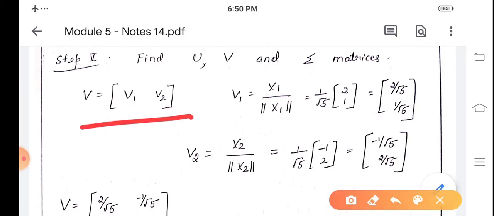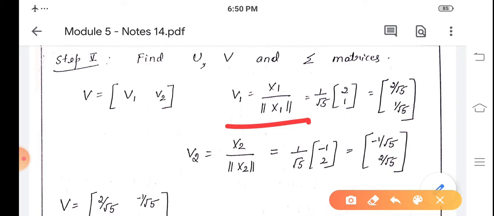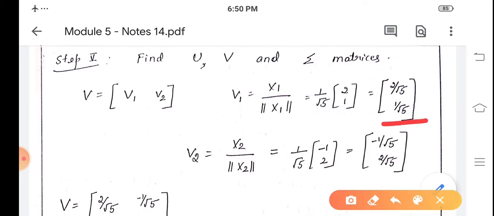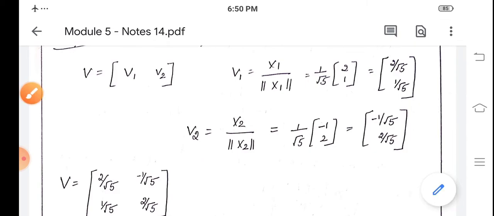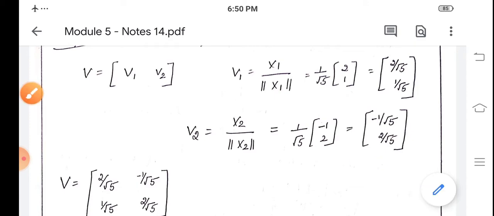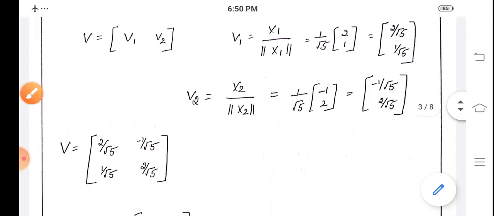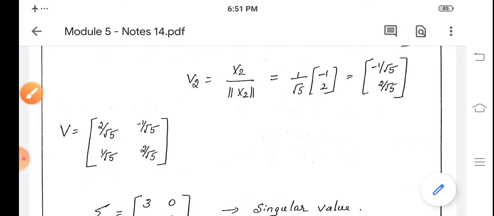So V is equal to [V1, V2], where V1 is given by x1 divided by norm x1, where x1 is (2, 1). So the norm of x1 is root 5. So x1 by norm x1 is (2 by root 5, 1 by root 5). Similarly, V2 is x2 by norm x2, that will be (-1 by root 5, 2 by root 5). So these are the unit vectors which are orthogonal. So we write V with first column (2 by root 5, 1 by root 5), and second column (-1 by root 5, 2 by root 5).